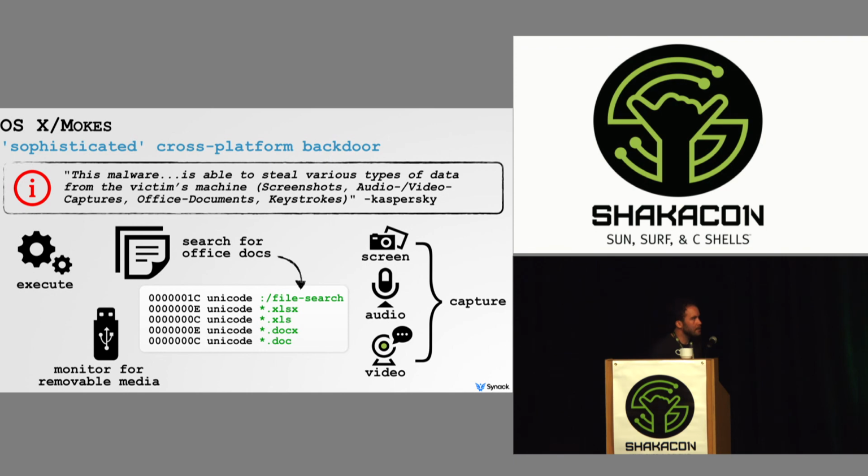Next up, we have OSX Mokes. This was a rather sophisticated, very feature-complete backdoor that was detected last year by Kaspersky. It was mostly interesting because of the features it had. So it had the ability to search for Office documents, do screen captures, webcam and audio, and also monitored for the insertion of USB devices. This is rather interesting. We don't see this a lot in Mac malware. So again, always hard to attribute things, but this looks like a piece of malware that was perhaps written by a nation state or some state-sponsored hackers who are interested in surveillance gathering versus just pure cybercrime.